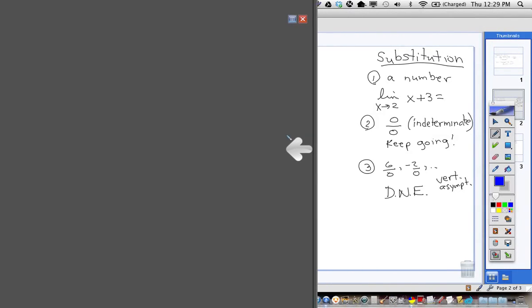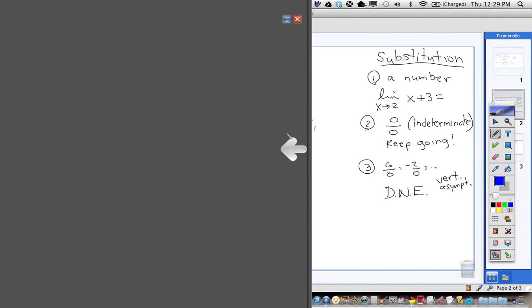So, substitution. Over here on the right, I wrote down some stuff about substitution. So what could happen? On a limit problem, like on your worksheet, you do substitution, and you say as x approaches 2, so you plug in a 2. What could happen? Well, the first thing that could happen is you just get a number.